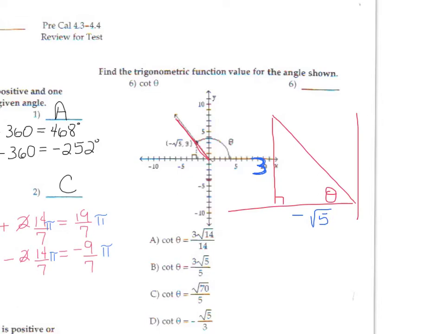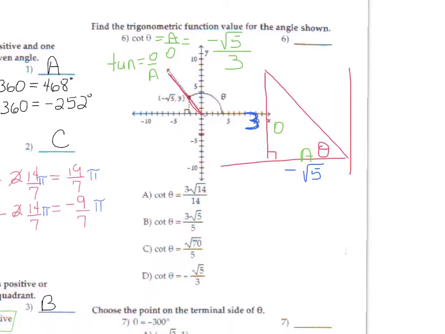And since they want cotangent, if you remember, the cotangent is the reciprocal of tangent. Tangent is opposite over adjacent. So I just need to get my adjacent side over the opposite side. So the adjacent and the opposite. So that would be negative square root of 5 divided by 3. And that is option D. So D is the right answer.